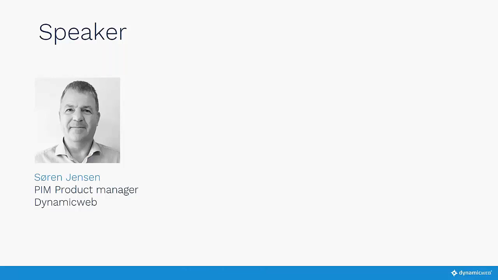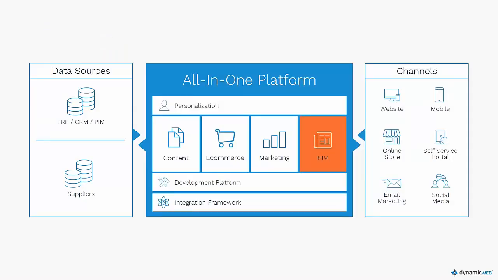I'm your speaker of today, and all that I will show and explain will be within the PIM area of our Dynamicweb all-in-one platform. Now the new user management, or the new user permissions system in 9.4, also works in our content and marketing and all other places in our platform, but today I will just be focusing on how to use the permission system in the PIM area.